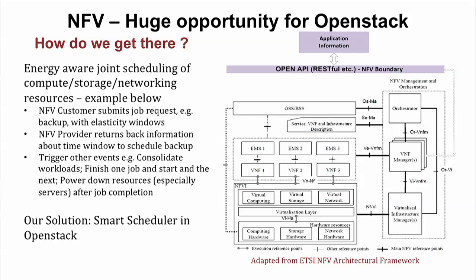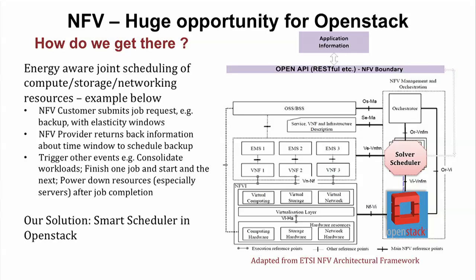Imagine an NFV customer submits a job request, say a backup, with some kind of constraints on elasticity windows and other constraints. There could be many constraints: network constraints, business constraints, different rules. And you have to encode these constraints in a reasonable format. Obviously, all those questions are still open. But eventually, the request traverses through this stack and goes to the OpenStack API, which would then hand over the request to the scheduler API.